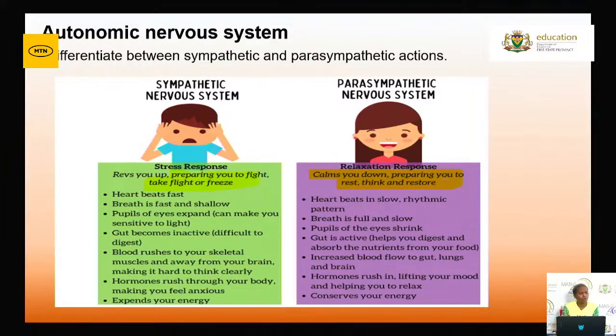And now we move to the autonomic nervous system. Please be able to differentiate between sympathetic and parasympathetic actions of the autonomic nervous system. And then you still remember that under the endocrine system, we have the hormone adrenaline. So please remember that the functions of adrenaline are still the same as the functioning of the sympathetic reaction of the autonomic nervous system.